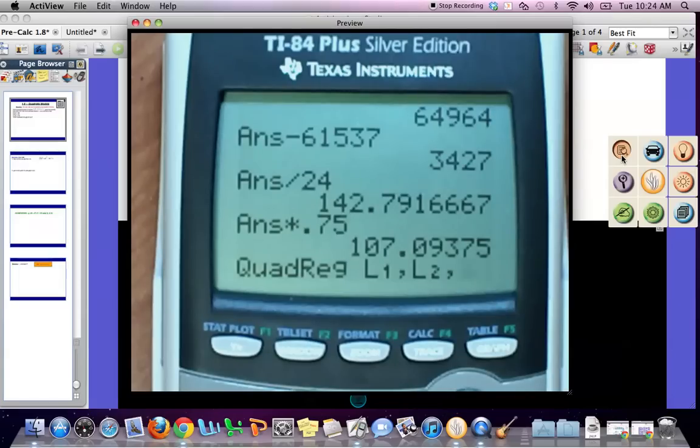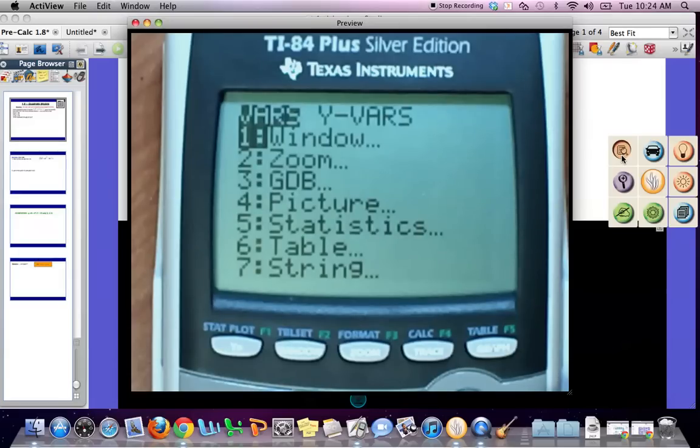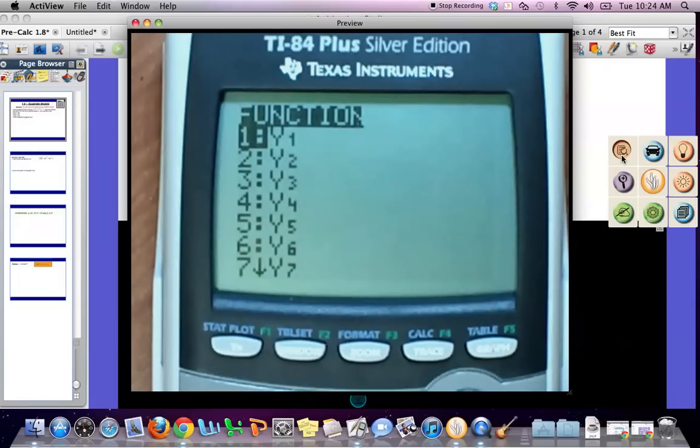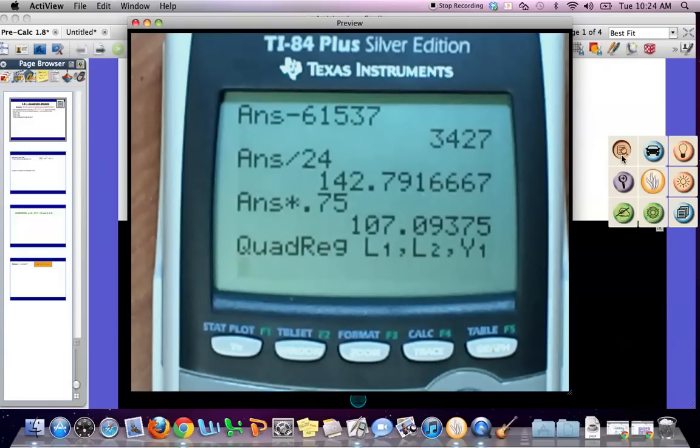In the y equals, you go to vars, you go to y vars, and then you can pick function, and you can pick any of them. I'm just going to choose to put this one in y1. I could put it in any of them. Now it's in Y1. When I hit enter, the calculator does all the work for me.